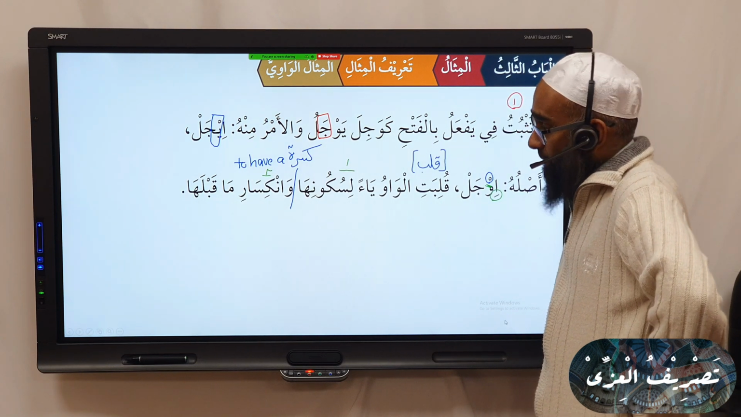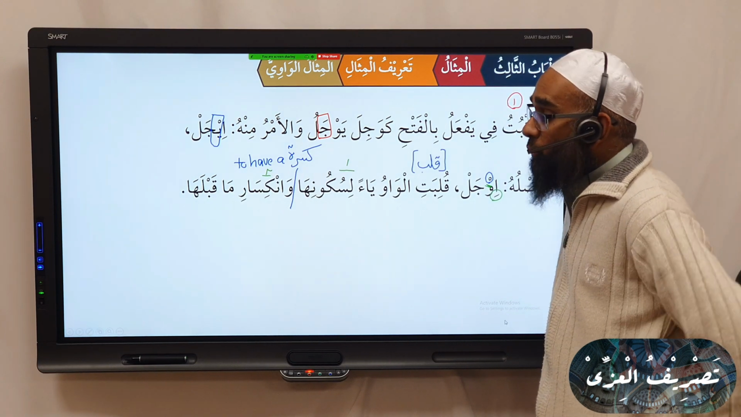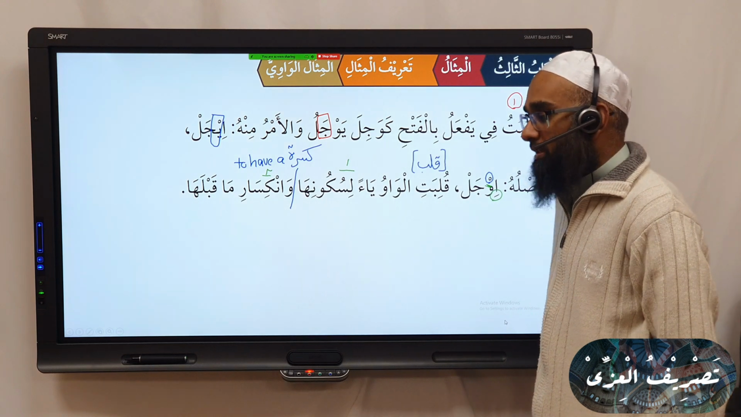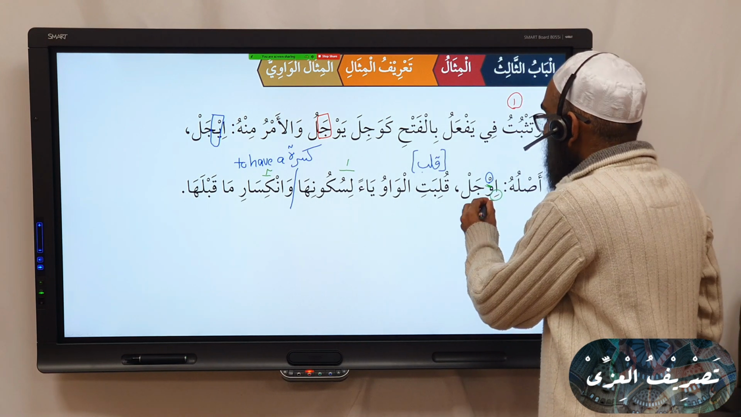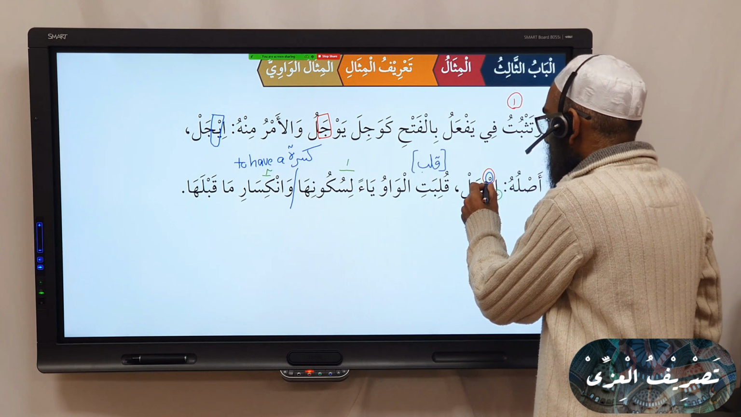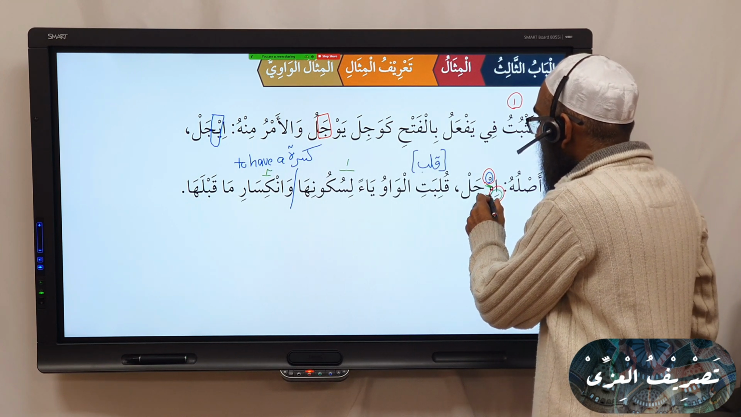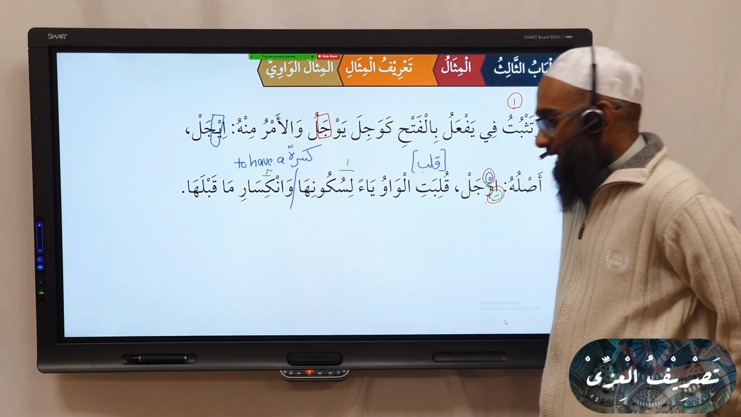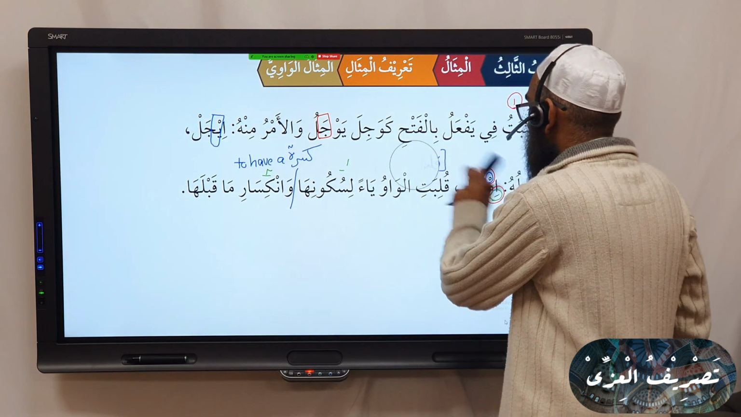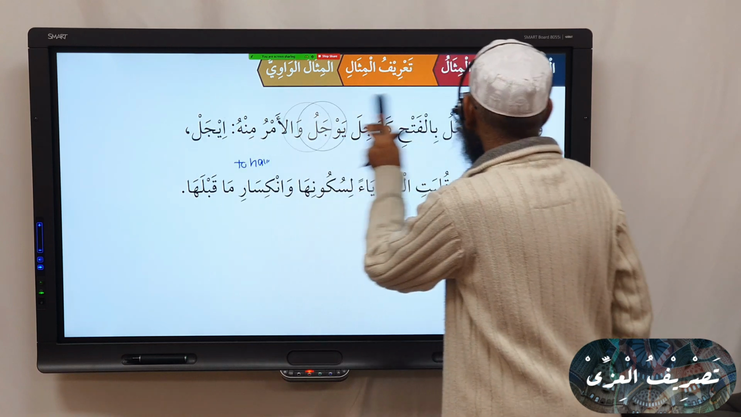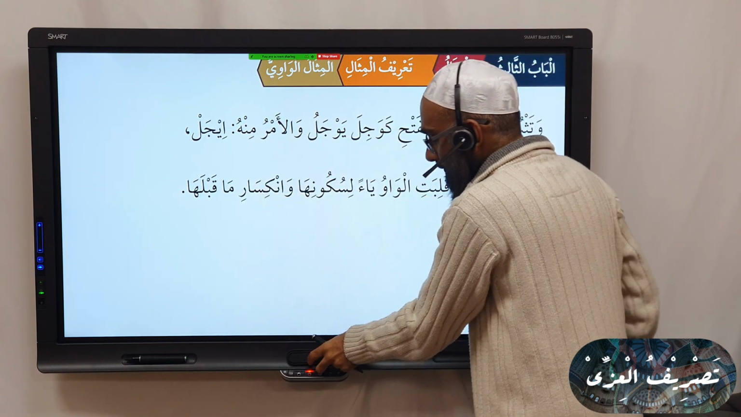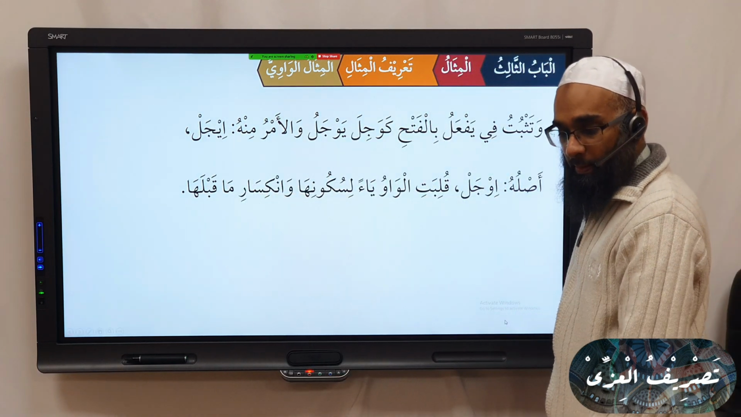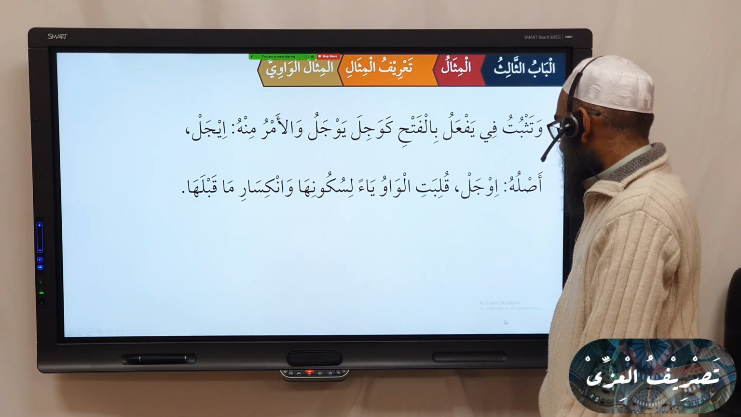Then there's one thing he needs to explain. What does he need to explain? How do you get ijal? Is it not iwjal? So he says yes, it is iwjal, but the rule is waw sakin with a kasra before it causes what? Qalb, the change of the letter. So the waw becomes a ya, it becomes ijal, not iwjal. Understood? Everybody following me? Okay.